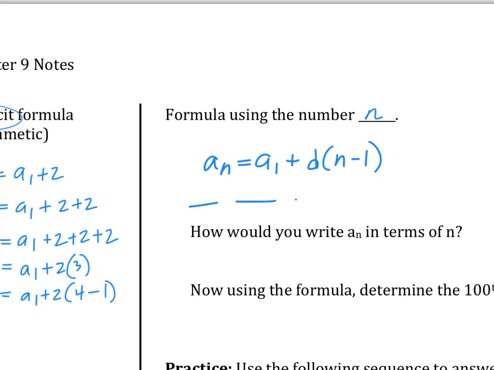So for example, if you have 5 numbers, there are only 4 gaps, right? So if you want to get from the first number to the 5th number, you only add 4 gaps. Yes? Okay.